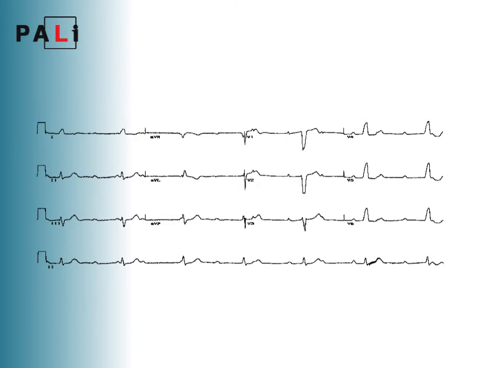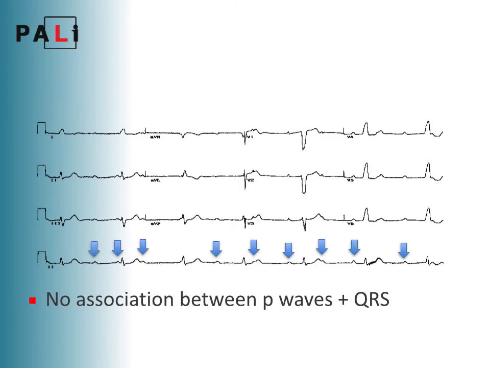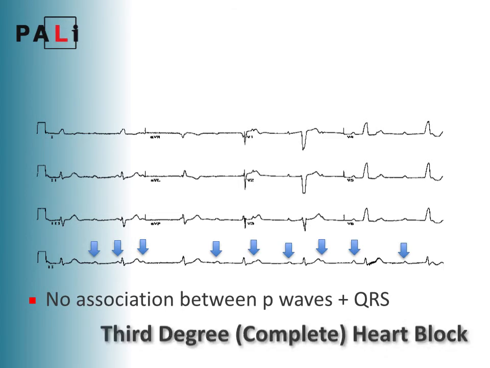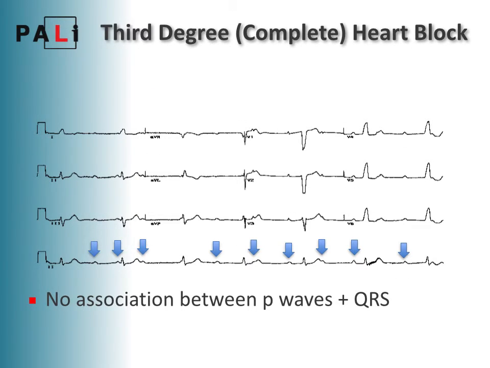In this example here, it's important to try and identify where the P waves are and their relationship to the QRS to help you here. The best place to look for this is in the rhythm strip along the bottom, which is an extension of lead 2. So here we can see where the P waves are, and we can see that there's no association between the P waves and the QRS complexes. This represents to us that this is a third degree or a complete heart block.